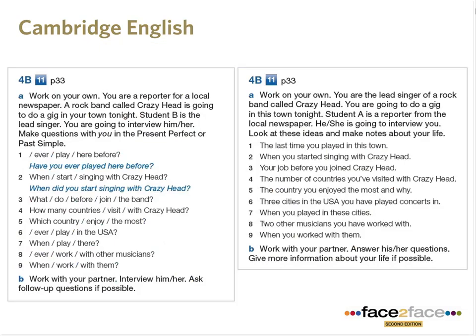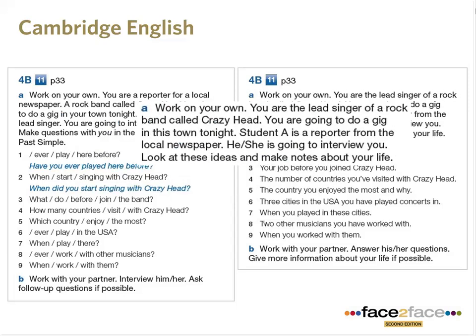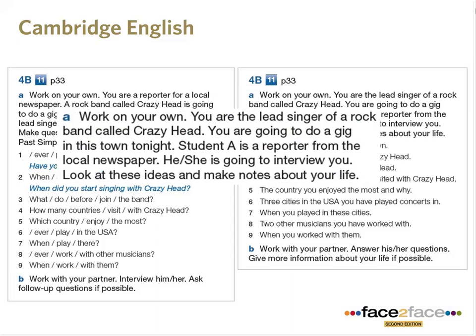And finally, here's an example using a role play. Not all the exercises are personalized, nor can they be. Here's one where one student is a reporter for a local newspaper, and he is going to interview the other student who's the lead singer of a rock band called Crazy Heads. So this student has to prepare all the questions. And student B is the lead singer of the rock band. He or she has to look at these ideas and make notes about his or her life.